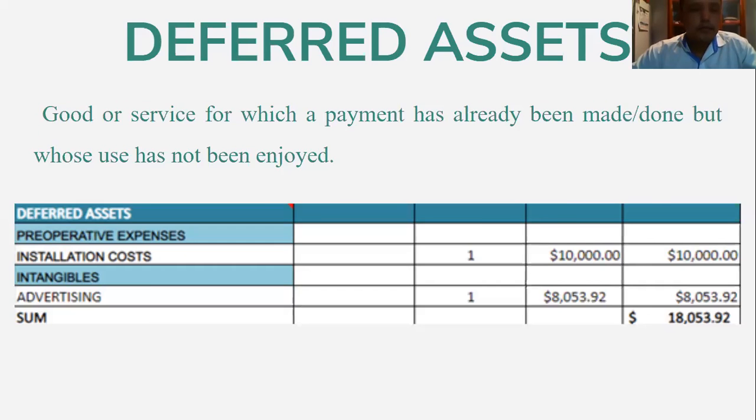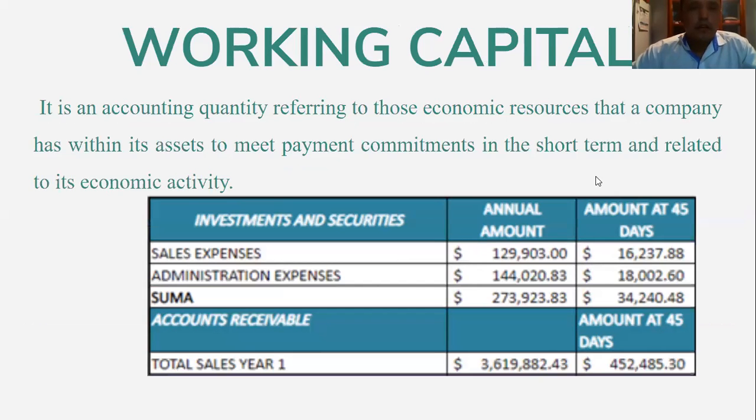That together gives us a sum of 18,053.92 pesos. We have the working capital, which is an accounting quantity referring to those economic resources that a company has within its assets. The following are the sale expenses and administrative expenses, which together give us 34,240.48 pesos. And we have the total sales of the year one, which is 452,485.30 pesos.